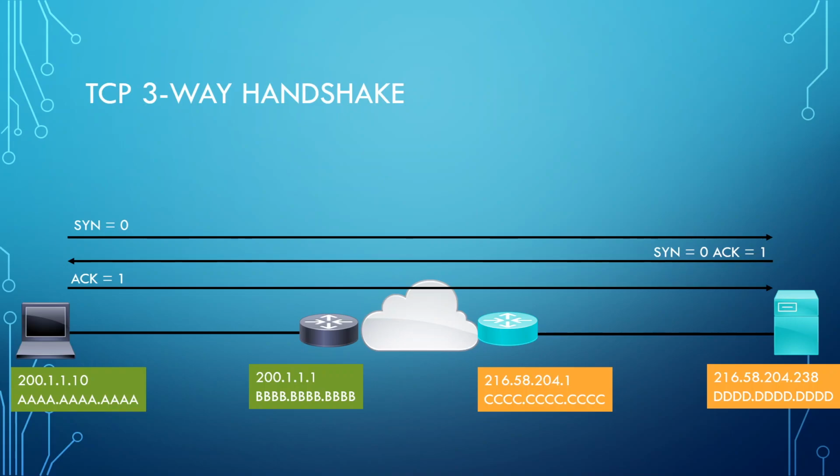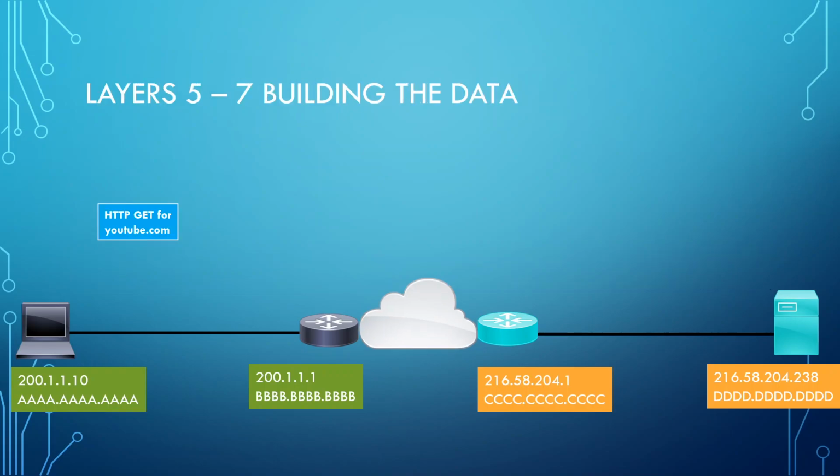So now the TCP connection is set up and both sides have synchronized and initialized what sequence numbers they are going to begin with when they actually start to send and receive data. Now, once that's done, the operating system or the application on Bob's computer is going to move down from layer 7 through 5 to actually build the data that it's going to be sending. In this case, it's just going to be a HTTP GET request for the homepage of the youtube.com website.